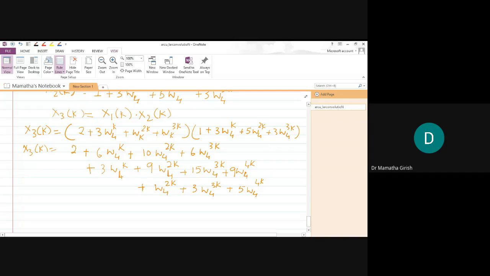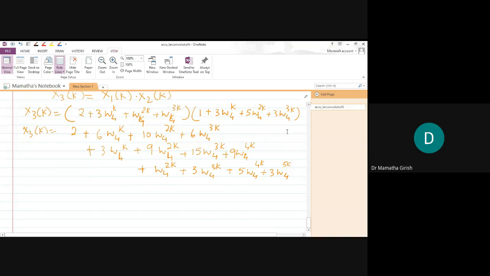The last term: this term into this is 3 times w4. Please note that this should be w4. If I've done anything wrong on the board, please kindly let me know. This should be w4. So the last one is w4 to the power of 2 plus 3, which is 5k. Now we're left with the last term into all the terms.